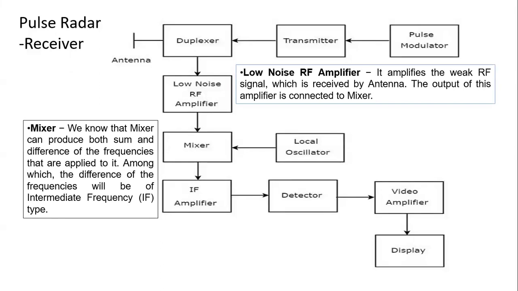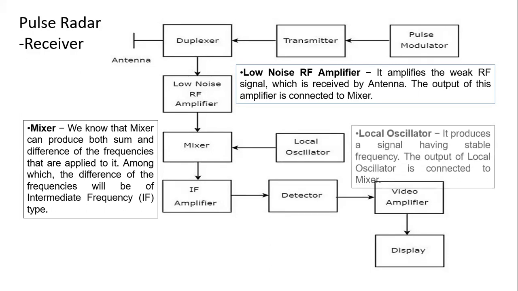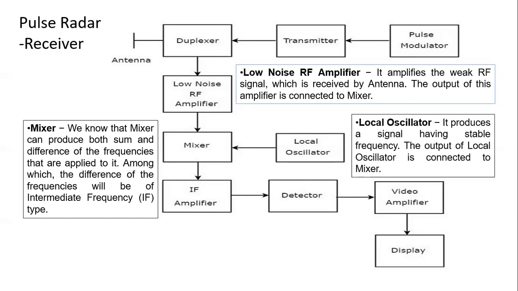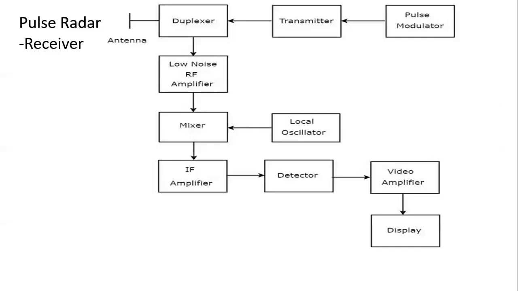The mixer will produce both the sum and difference of frequencies, and the difference of the frequencies that occurs we call the IF, or intermediate frequency. Then the local oscillator has a standard, stable frequency, which it gives to the mixer so that it maintains this difference and the intermediate frequency is constantly generated.